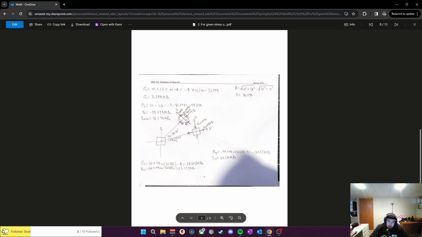The sigma average is negative, which becomes negative 9 megapascals. Both D and E axes are negative, pointing in. And then the shear stress is 40.249 megapascals counterclockwise along the D axis and clockwise along the E axis.